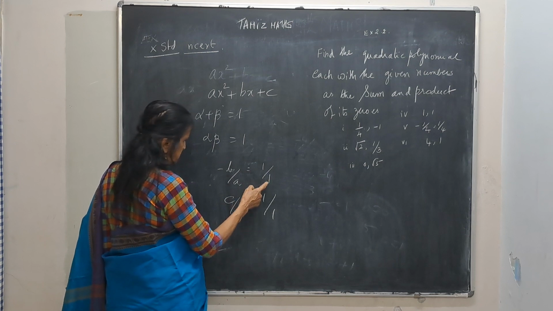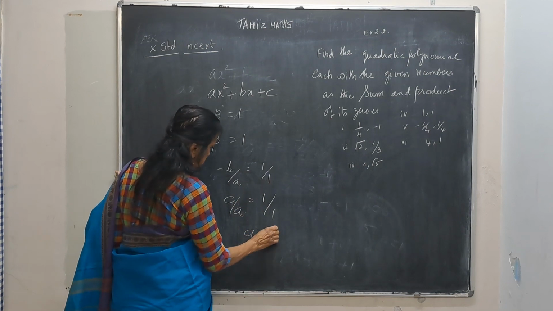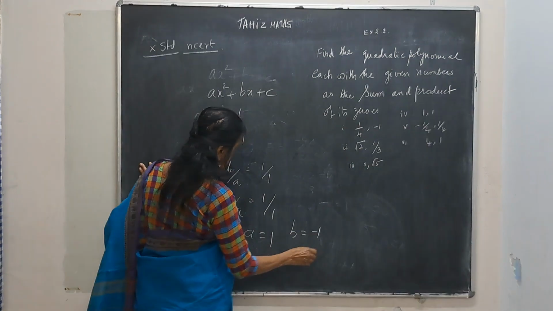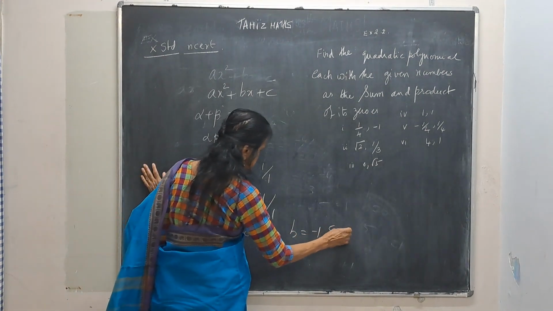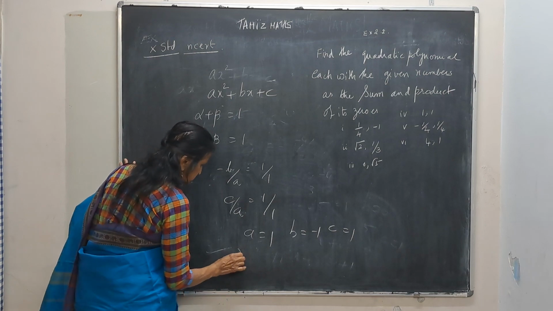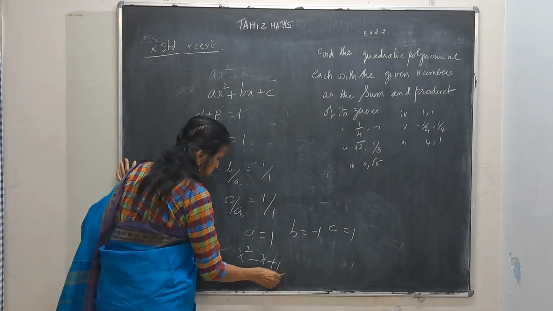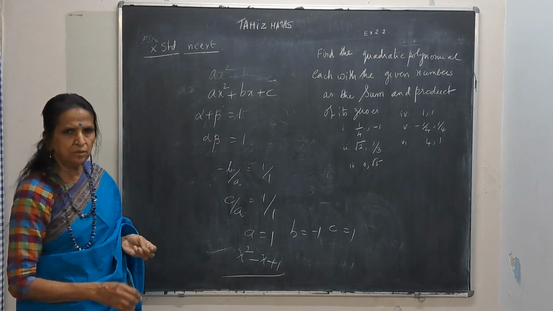So what is a here? A is 1. What is b here? B is minus 1. And what is C here? C is 1. So what's the equation we want? ax square plus bx plus c. So this will be the polynomial we want.